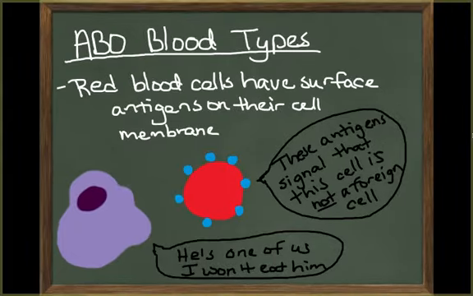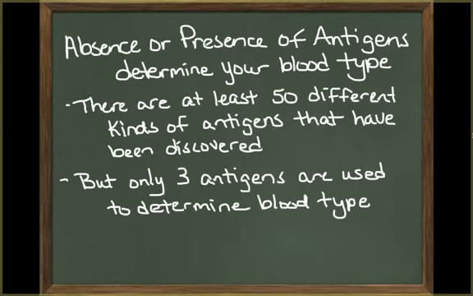Red blood cells have surface antigens on their cell membrane. Antigens on the red blood cells signal to your body that the red blood cells are normal cells and should not be considered foreign. Foreign cells would be attacked by the body's natural immune system. These antigens allow the immune system to ignore the red blood cells rather than attack them. The absence or presence of these antigens determine your blood type. These antigens are integral proteins that are embedded in the red blood cell's membrane.